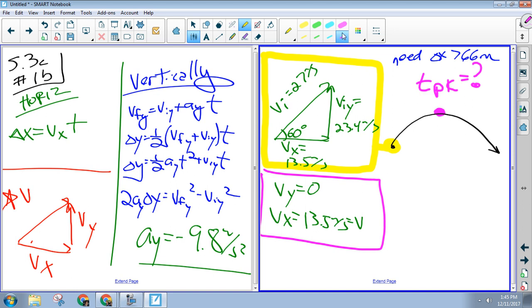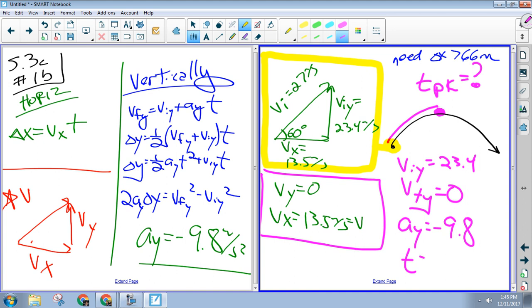So for that pink time interval, here's what I know. I know my Viy is 23.4. I know my Vfy is 0. I know my ay is negative 9.8. And I'm looking for time, right? You guys agree that I can use this top equation? Cool, and plug everything in, and you find your time. It turns out to be, I think, 2.37, 2.39. Make sense, you guys?